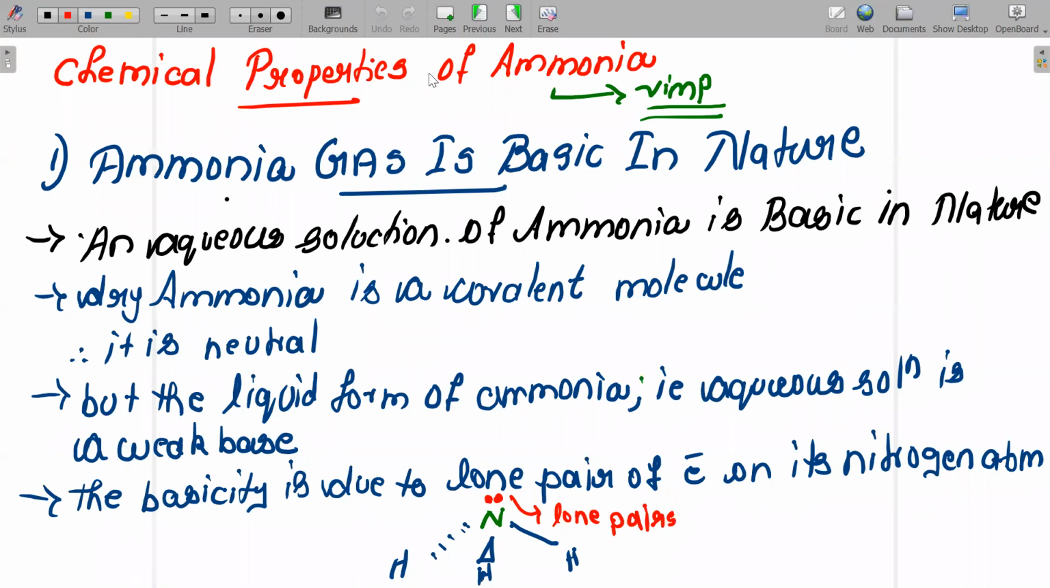So there are two types of ammonia we introduce here: dry ammonia and aqueous ammonia. What do you mean by dry ammonia? There is no presence of water, liquid. What do you mean by aqueous ammonia? The liquid form of ammonia, we call it aqueous ammonia. So in this case, dry ammonia is neutral. There is no basicity, there is no acidity. But the liquid form of ammonia is basic in nature, a weak base. Understood? Fine. Next one.